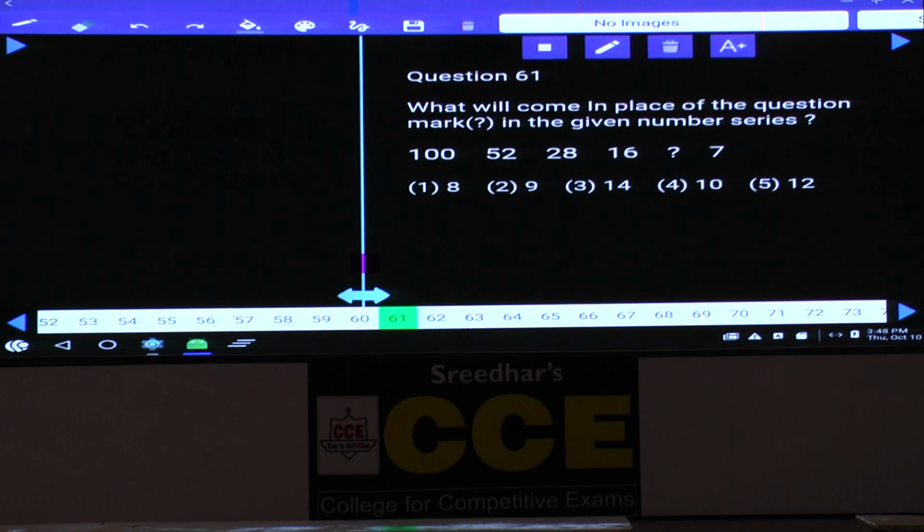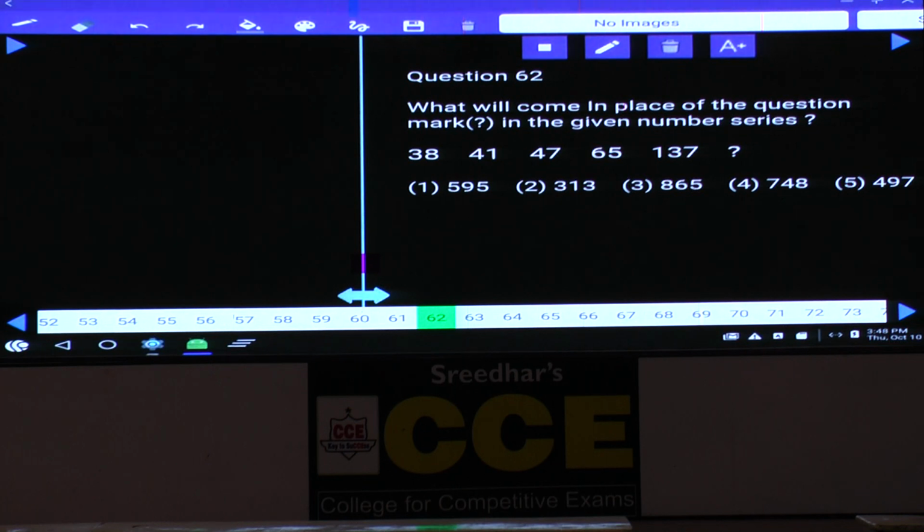Now in this next number in the series, the numbers are in the decreasing order. As the numbers are in the decreasing order, now we need to go in the reverse order. Now 16, 28, 52 and 100 means 52 into 2 is 104 minus 4. 28 into 2, 56 minus 4. 16 into 2, 32 minus 4. 7 into 2 minus 4. How much is that? 10. Choice 4. Into 2 minus 4, into 2 minus 4 in the reverse order. 61.